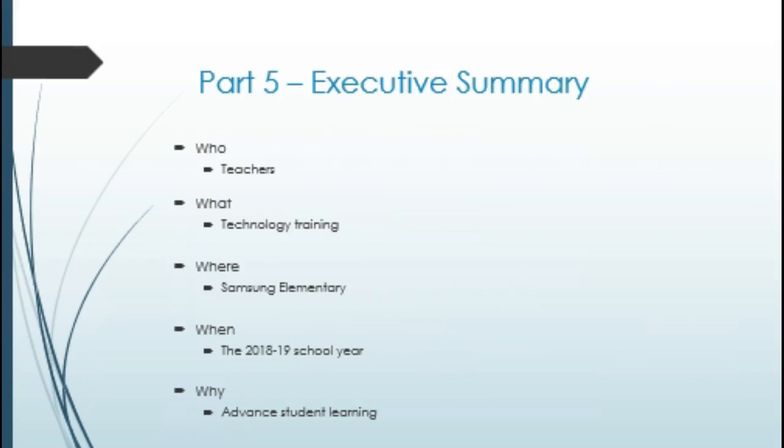And then lastly, we have an executive summary. So it's kind of just summarizing this up. Who this technology implementation plan was for: it was for the teachers, so they could get the technology training they needed for the Google Chromebooks. So the students at Samsung Elementary School would be well prepared to be students of today, but also students of the future. So that was the focus of the 2018-2019 school year, to advance student learning and enhance their capabilities so that they will remain on par, if not ahead, of their peers throughout the nation.